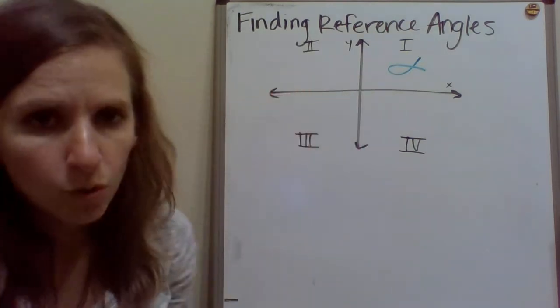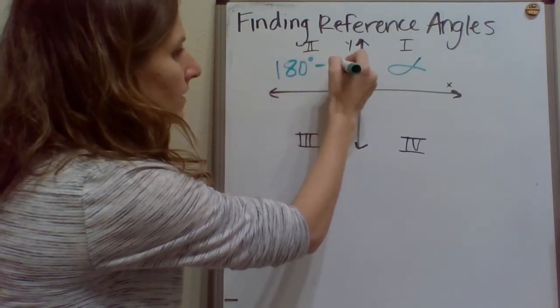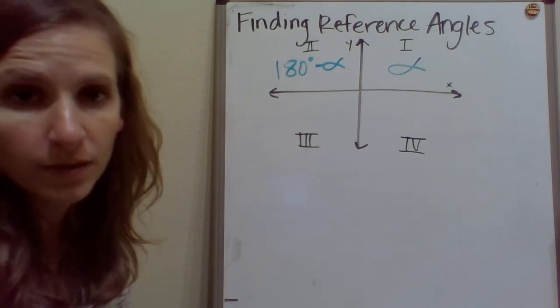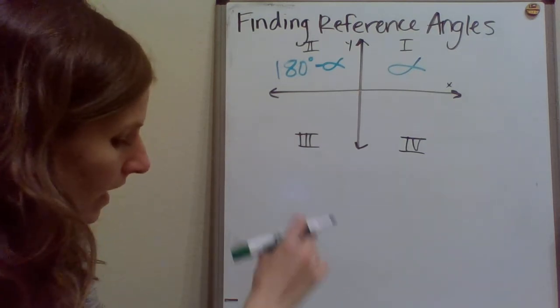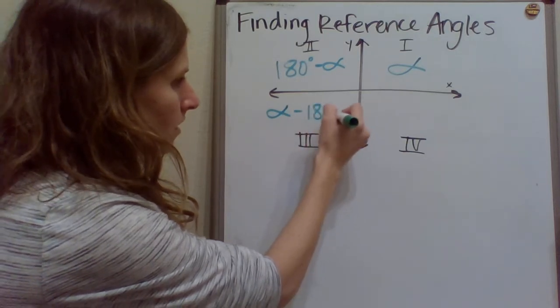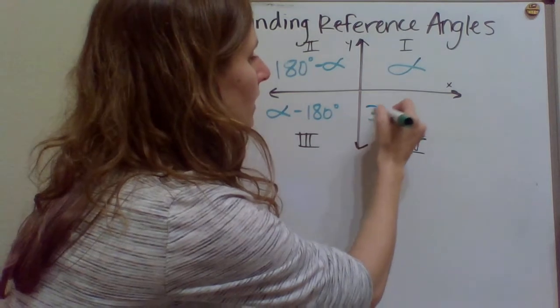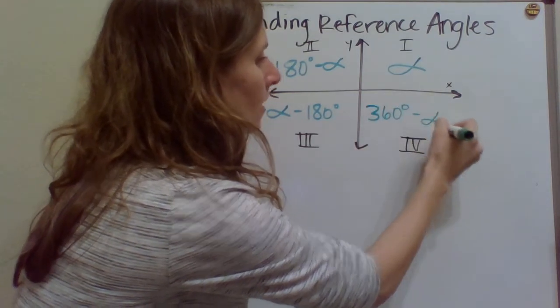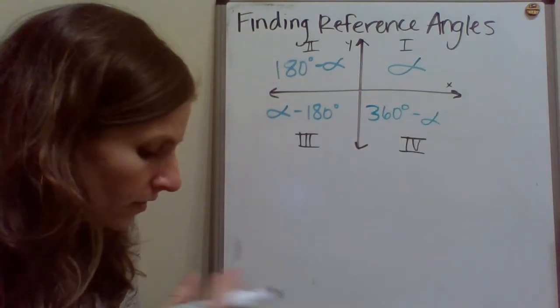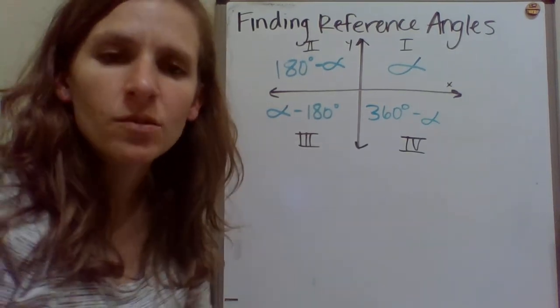If the angle lies in quadrant 2, then we have a little bit of work to do. We're going to take 180 degrees minus alpha to find whatever the reference angle should be. And if it's in the third quadrant, it's similar, except it's going to be alpha minus 180 degrees. And then lastly, in quadrant 4, we're going to have 360 degrees minus alpha. Now, these only apply if the angle itself is between 0 and 360.